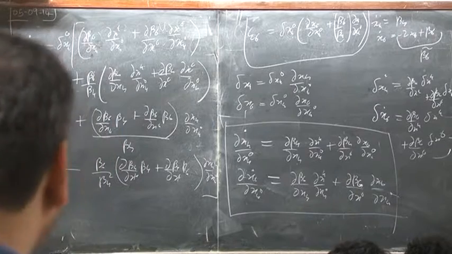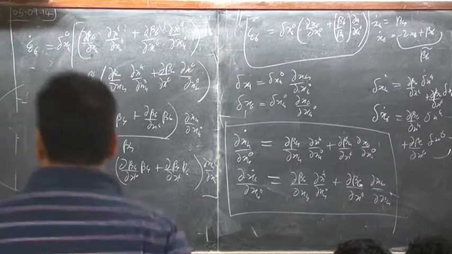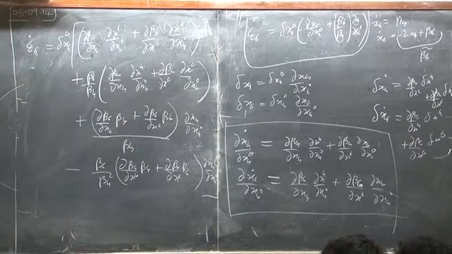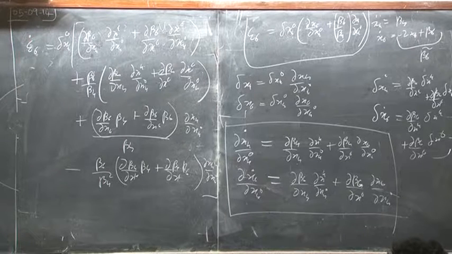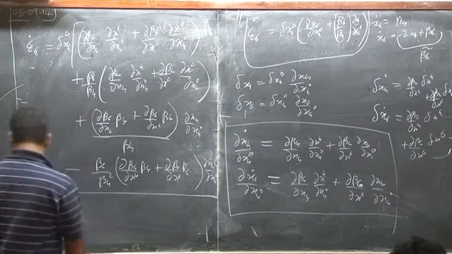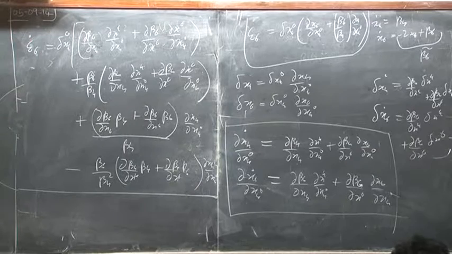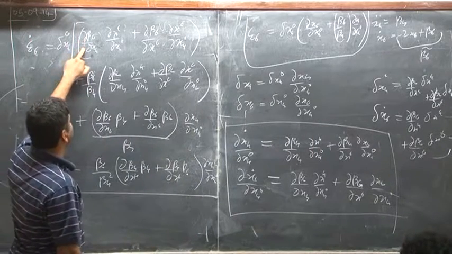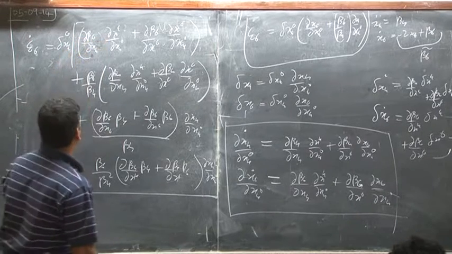Okay, now if we've done the algebra right, it should turn out to be the case that the terms with del beta 6 by del x4 and del beta 4 by del x4, all that, cancel. Let's check that. Let's look at all the terms here proportional to del beta 6 by del x4. Del beta 6 by del x4 appears here. It's del beta 6 by del x4 times del x4 by del x4 naught.